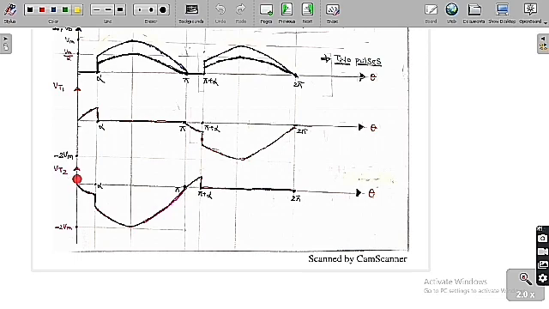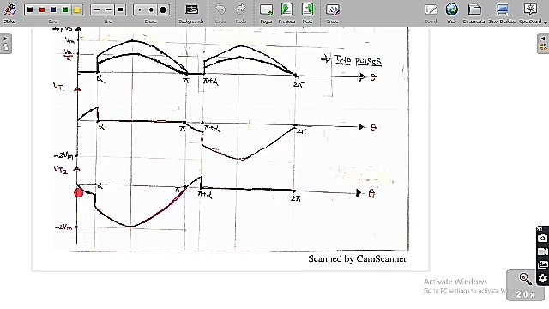Similarly, for thyristor T2, if you want to draw the voltage across it, from pi to pi plus alpha VBN is positive. Whenever VBN is positive, it is under the forward blocking mode, so the voltage across thyristor T2 is equal to VBN, and it follows VBN. After that it gets short circuited, or it is on, so it becomes 0 from pi plus alpha to 2 pi. Only in this region does thyristor T2 conduct.